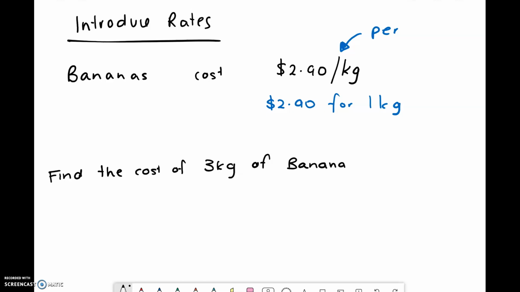All you simply do is, if it's $2.90 for 1, multiply by 3, and if you're using your calculator, you'll get 8.7. But it's talking about money, so we need to put a dollar sign and make sure we do $8.70.